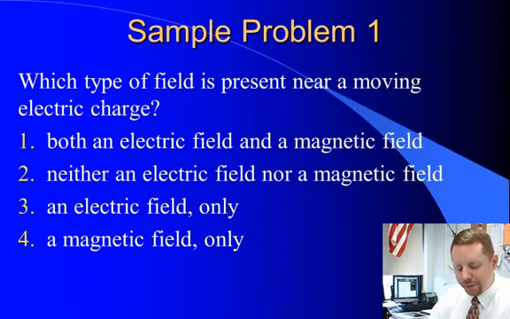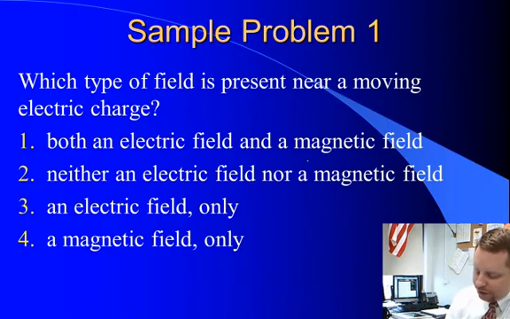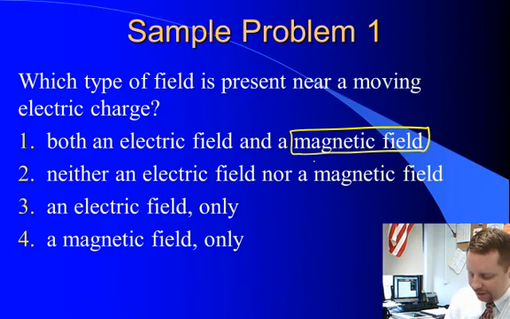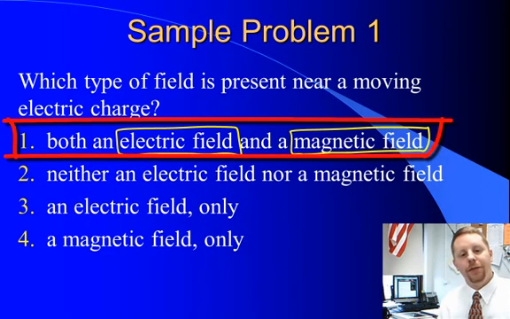So, what type of field is present near a moving electric charge? An electric field, a magnetic field, both, or neither? Well, moving charges create magnetic fields, so we must have a magnetic field, and since it is an electric charge, you also have an electric field. So the correct answer must be 1, both. You have an electric field because you have an electric charge, and because it's moving, you get the magnetic field.